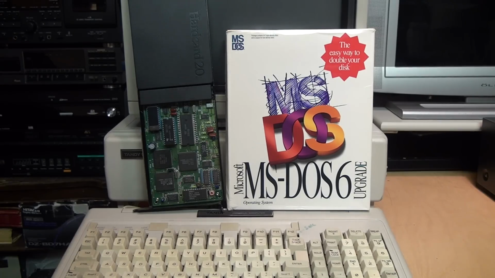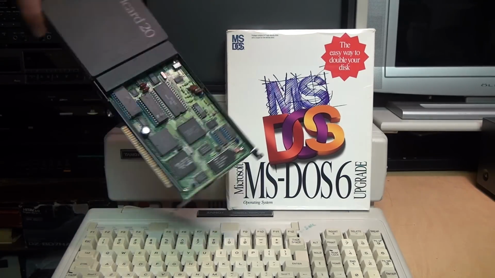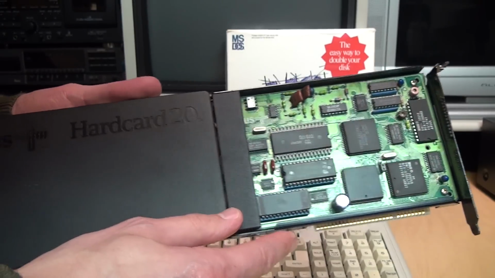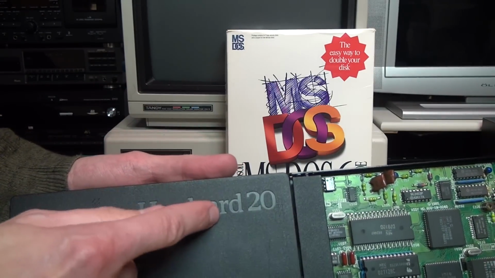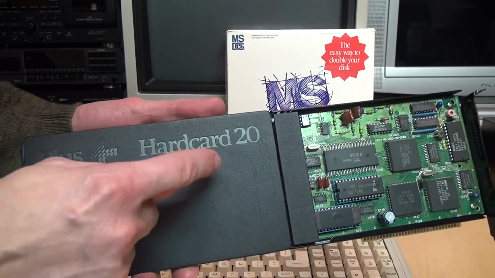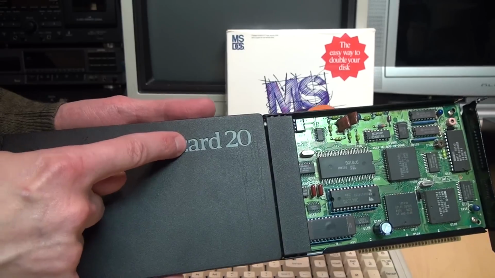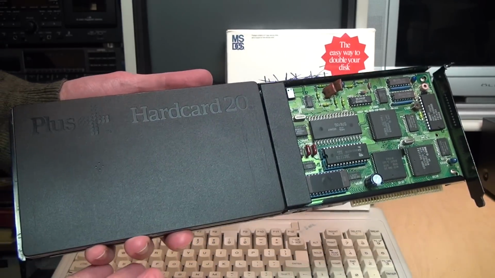Unfortunately, these days, hard cards are also notoriously unreliable. Especially these older 8-bit models. That's because there's a rubber component inside the drive which becomes sticky with age, and eventually the drive heads get stuck to it, and then the drive no longer works.